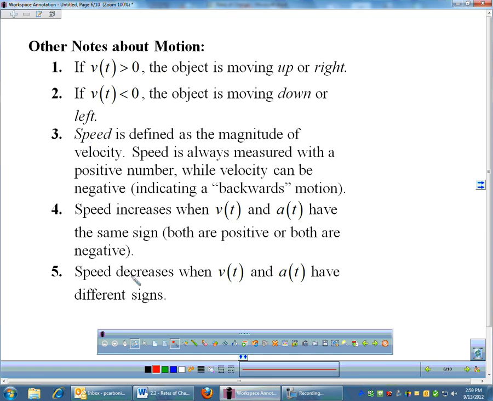So that was average velocity. Before we get into some more detailed questions, some more notes here, and kind of go all over the place here, am I not?